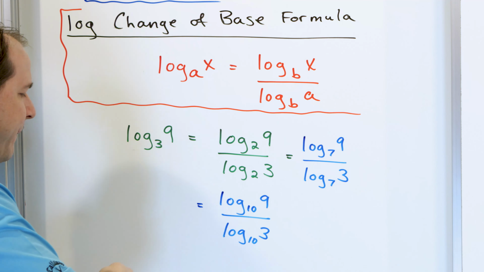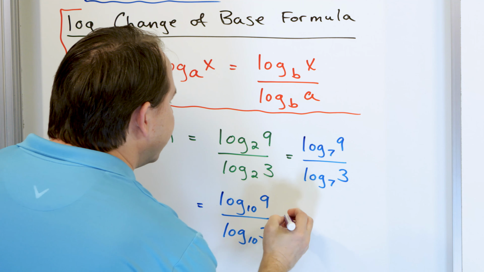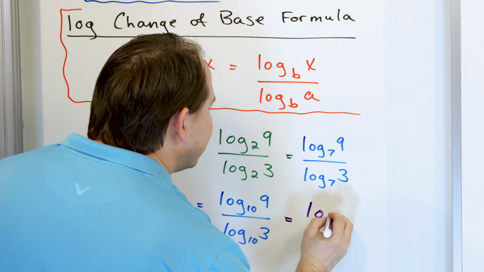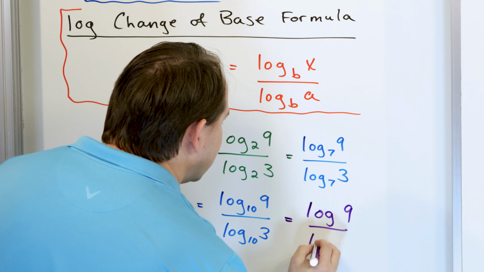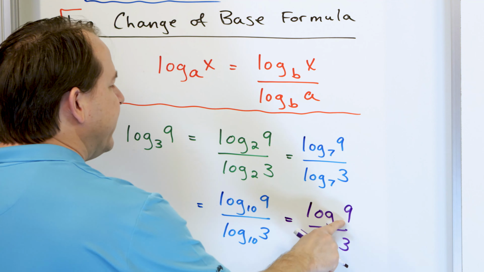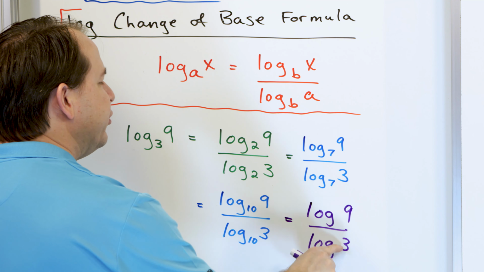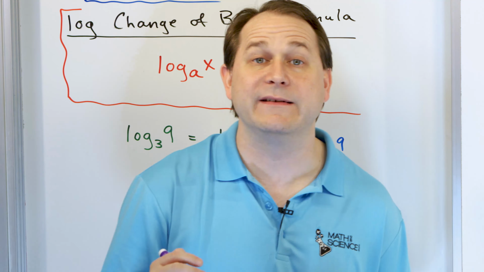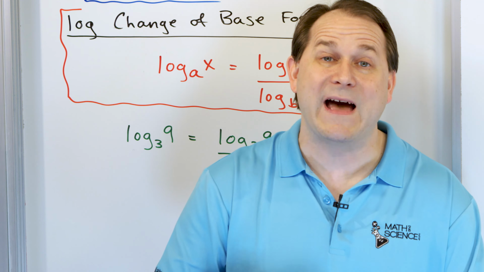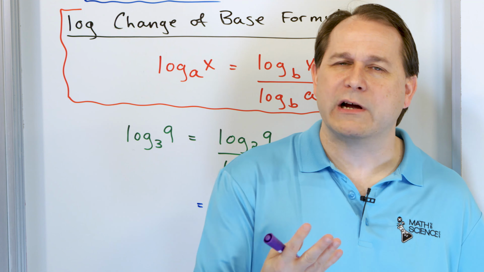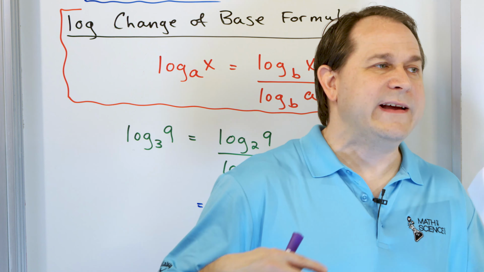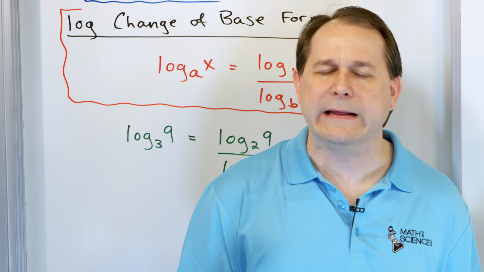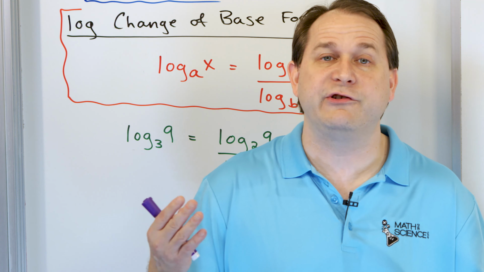Now, why do I care about base 10 so much? Because basically this is the same as log of 9 divided by log of 3. There is an implied base 10 here because when you don't write it, you just assume it's base 10. Now, I do have a logarithm base 10 button on my calculator. In fact, that's why we don't usually have crazy weird base buttons or menus on handheld calculators to be able to take logs of different bases, because you don't need to.